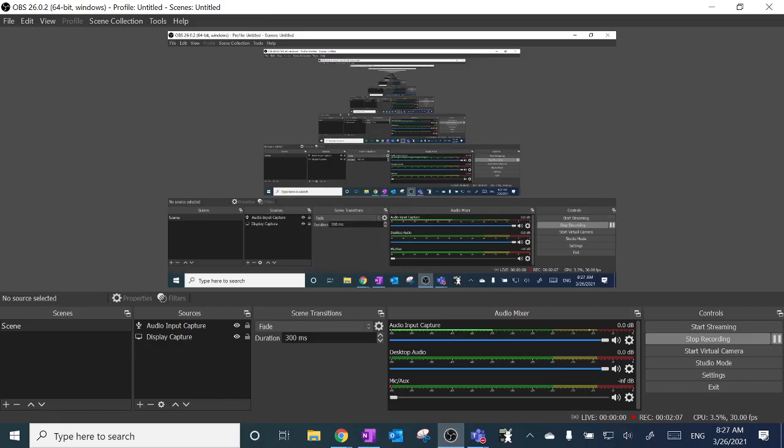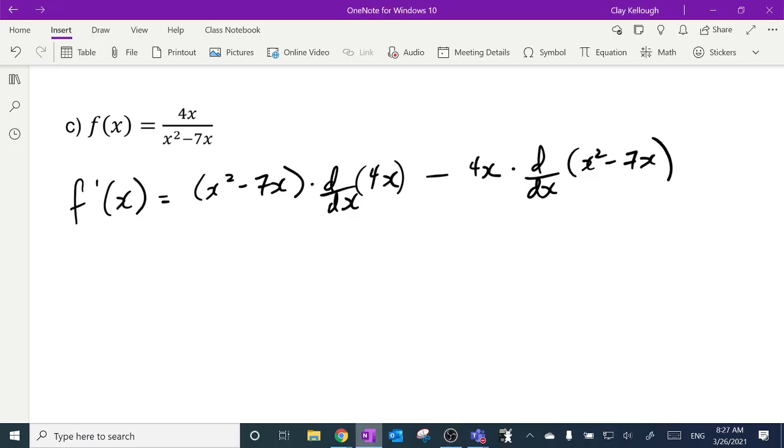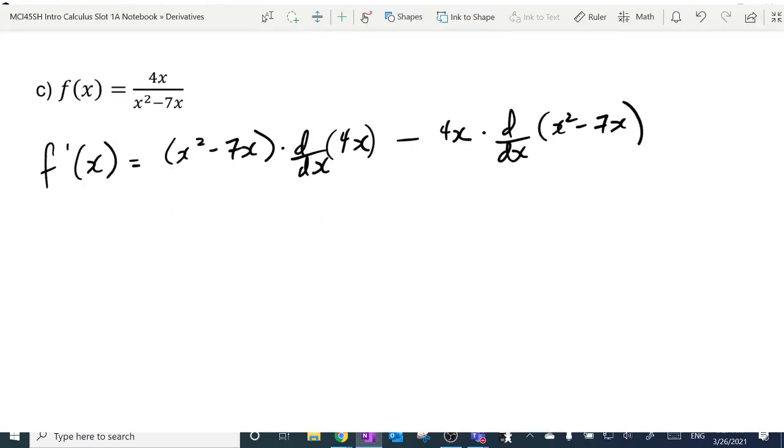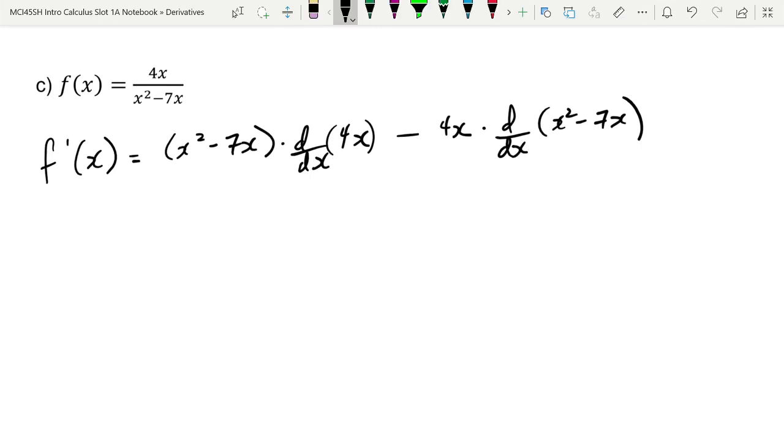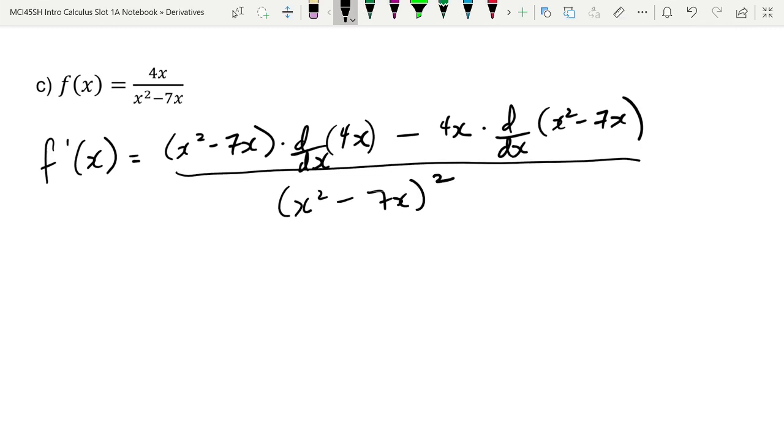There we go. Okay, so that was the numerator. And all over the denominator squared. There we go. The denominator times the derivative of the numerator minus the numerator times the derivative of the denominator, all divided by the denominator squared. All right, I will actually now do the derivative part.